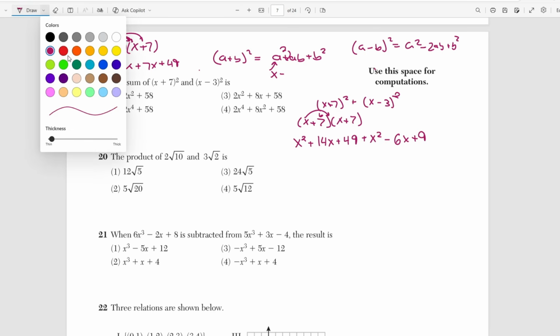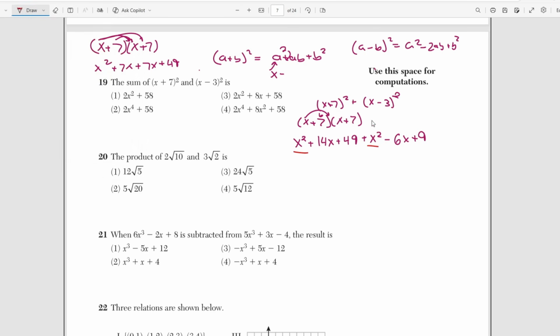But regardless, now we need to combine like terms. So here I have x squared, here I have x squared. X squared plus x squared is 2x squared. Over here, 14x plus negative 6x. Same thing as saying 14x minus 6x, which is going to be positive 8x. And over here we have 49 plus 9, which is going to be plus 58. So this is going to line up with choice 3.